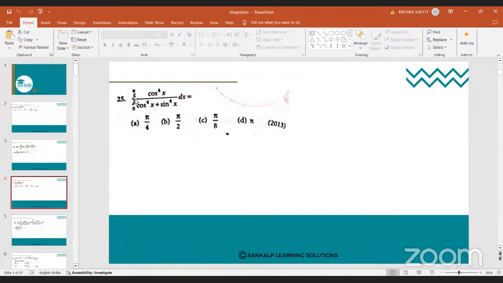So the property is, integral 0 to a f of x dx is equal to. Students, keep yourself mute.